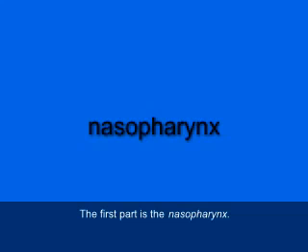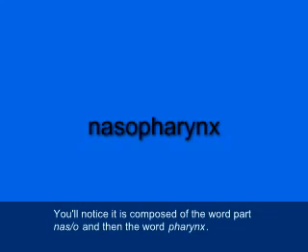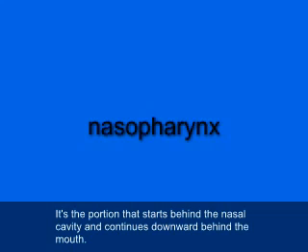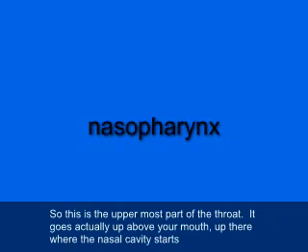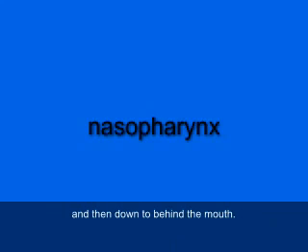The first part is the nasopharynx, N-A-S-O-P-H-A-R-Y-N-X. And you'll notice it's composed of the word part nas/o, N-A-S/O, and then the word pharynx. It's the portion that starts behind the nasal cavity and continues downward behind the mouth. So this is the uppermost part of the throat. It goes actually up above your mouth, up there where the nasal cavity starts, and then down to behind the mouth.